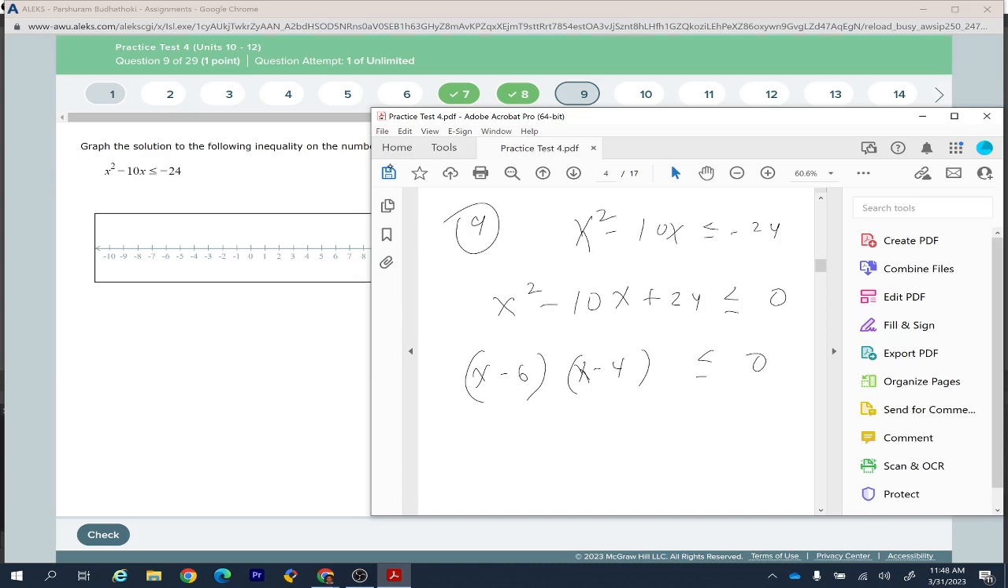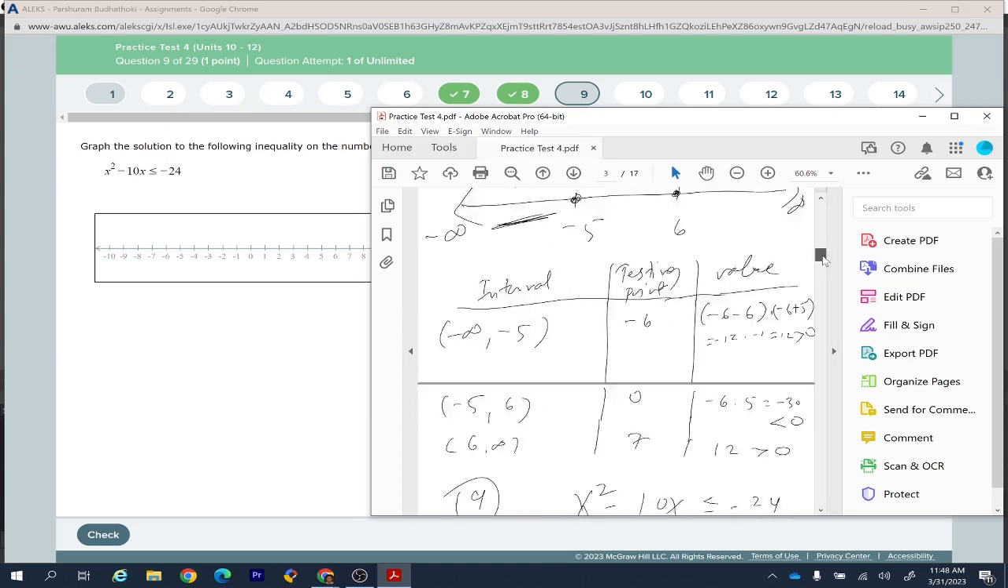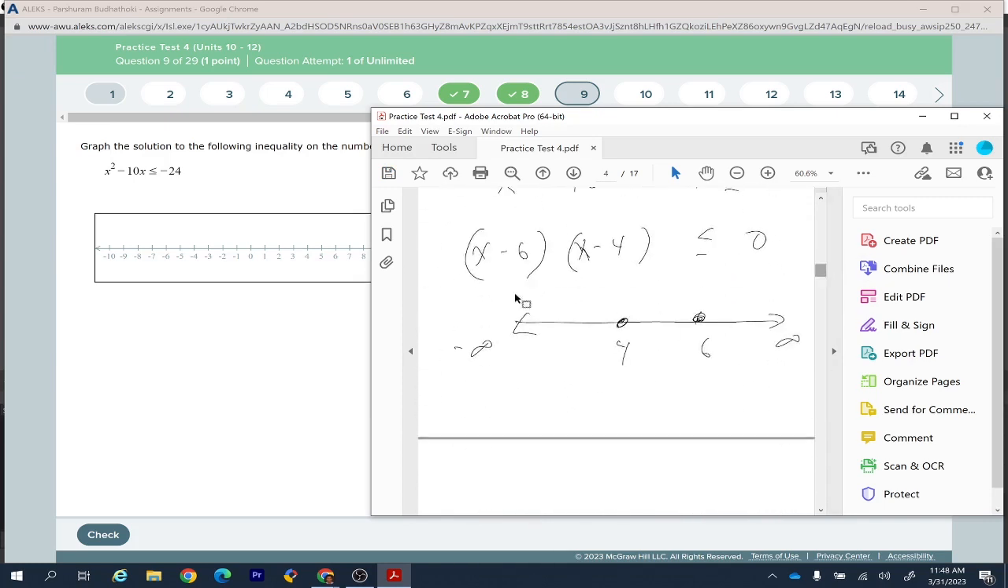By doing exactly the same thing we did before, this gives you that at 6 and 4 the function is 0, and then we can divide this into 3 different intervals and find the testing point like we did here. So I'm going to skip this part, find the testing point, and then check where this is negative.